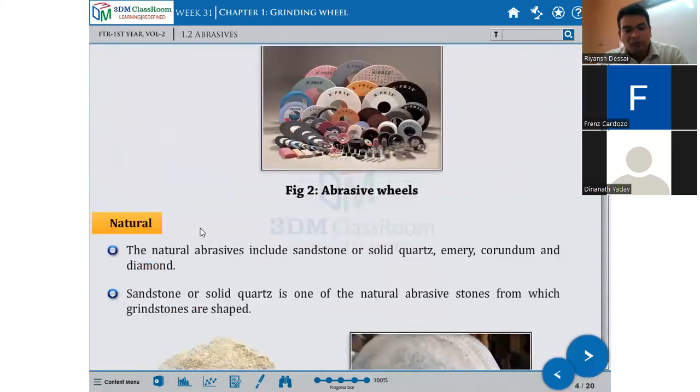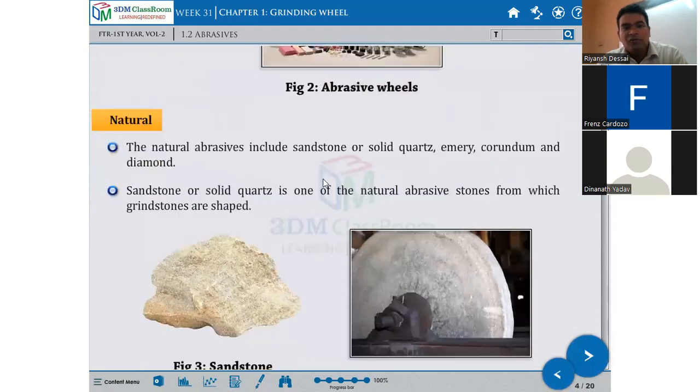Abrasives may be classified into two types, that is natural and artificial. I already explained what natural is. Natural abrasives include sandstone, solid quartz, emery, corundum, and diamond. These are the natural abrasives.